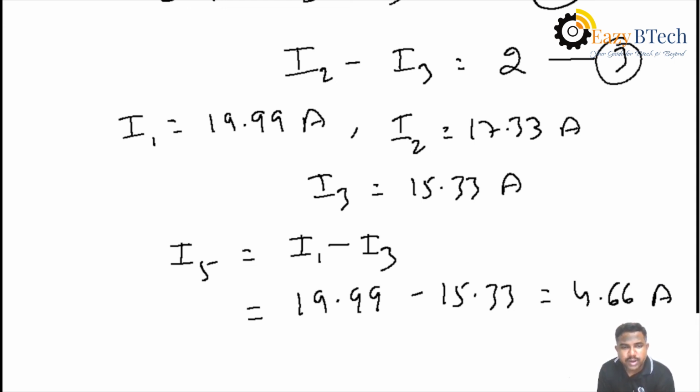The important point is you can apply super mesh analysis where the current source belongs to two loops. Then write a single loop equation by combining the two loops. That equation is called the super mesh equation.